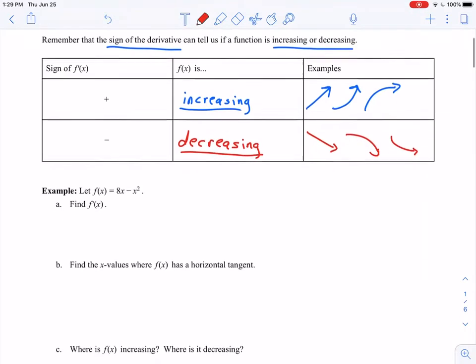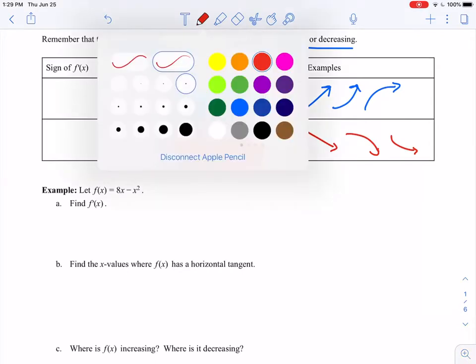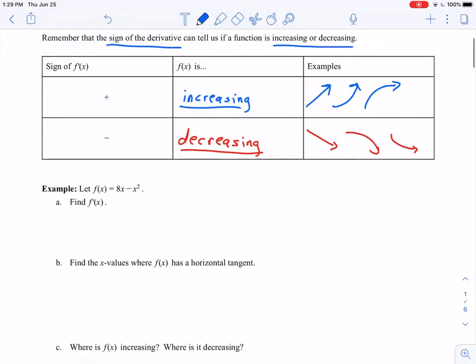So let's look at a pretty quick example here. First, I'm going to work with f of x equals 8x minus x squared. I want to start by finding the derivative, and okay, that's not too bad. F prime of x. This is just a power rule to find this. I don't need a product rule or a quotient rule or a chain rule here. My derivative should be 8 minus 2x. So okay, there's my derivative.